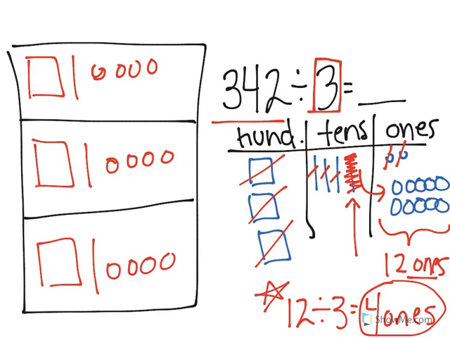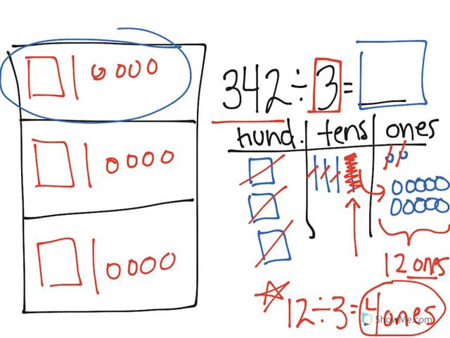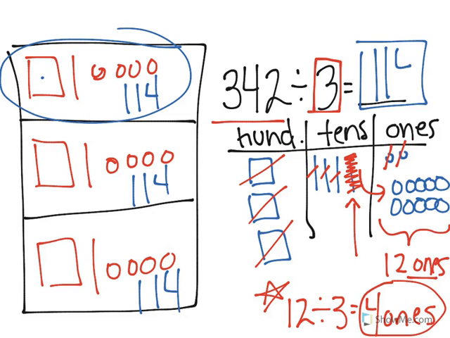Now, in order to find my quotient, which is the ultimate goal right here, I need to look into one group because the dividend tells us the total, the divisor tells us the number of groups, the quotient tells us the number in each group. So if we look at one group, I have 100, 10, and 4 ones, so that's 114 in that group. I have 114 in this group and 114 in this group. So in each group there are 114. That is my quotient.